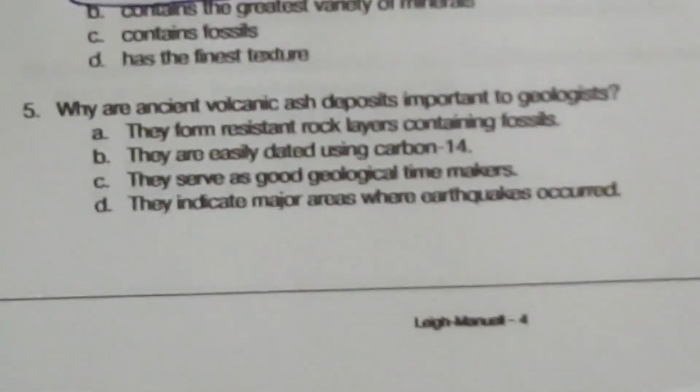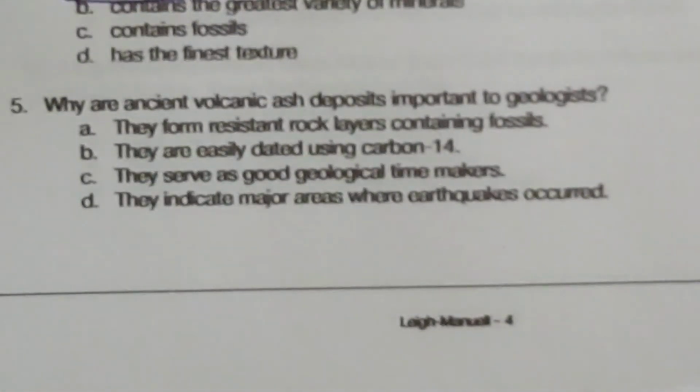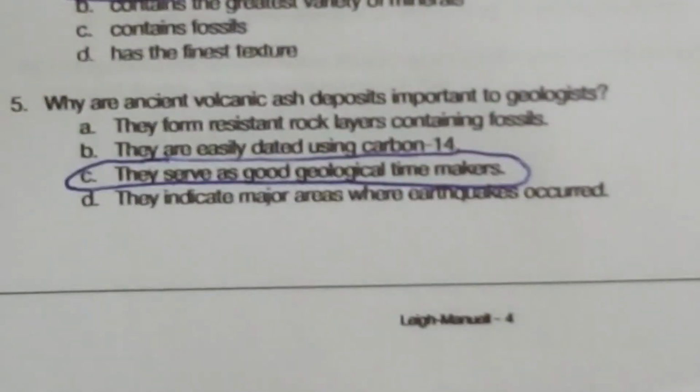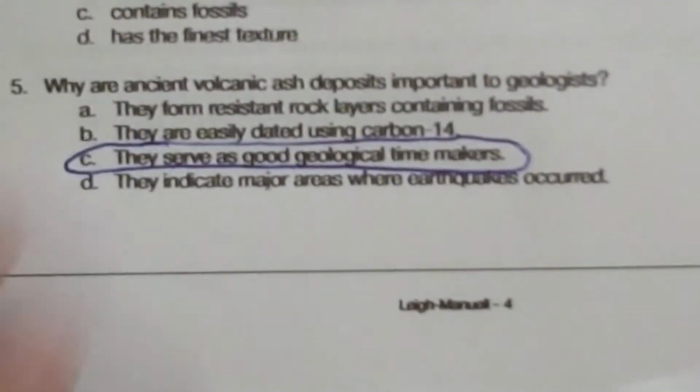Why are ancient volcanic ash deposits important to geologists? When a volcano erupts, it sends ejecta out to a large area in a very short amount of time, making for a very, very good geological time marker. It marks one moment in geological history.